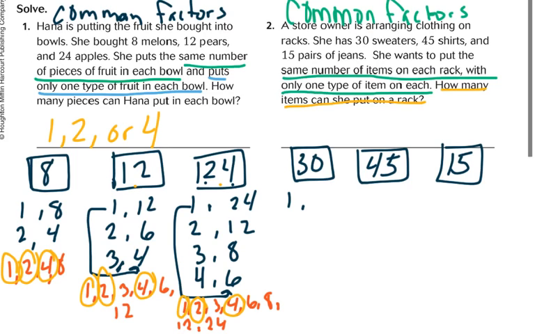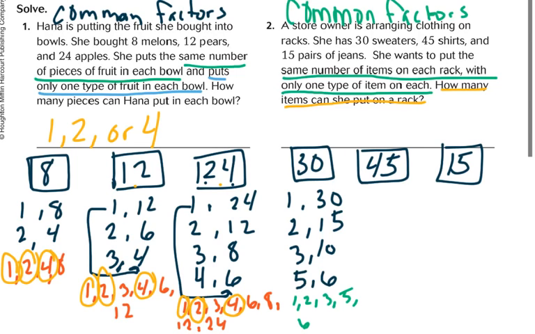We have 1 and 30. 30 is even, so it's divisible by 2. 2 times 15 gets me 30. 30 is divisible by 3. 3 times 10. Not divisible by 4. It's divisible by 5. 5 times 6. And then I'm done. 1, 2, 3, 5, 6, 10, 15, and 30.